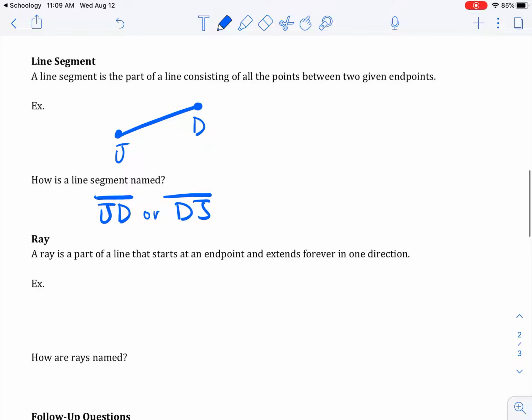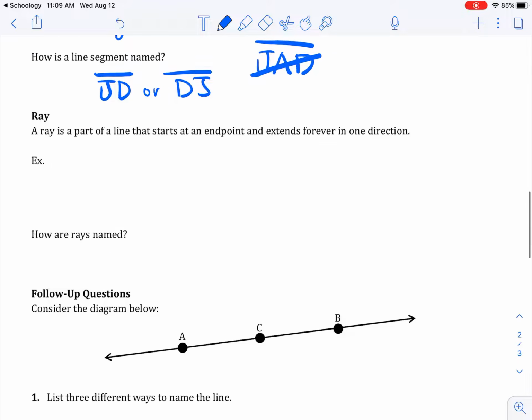One thing that you can't do, let's say that there was a third point right here. This can be a line segment. This segment right here is segment JD or DJ. You can't call it JAD. Never 3 points. It's always the endpoints. Okay?